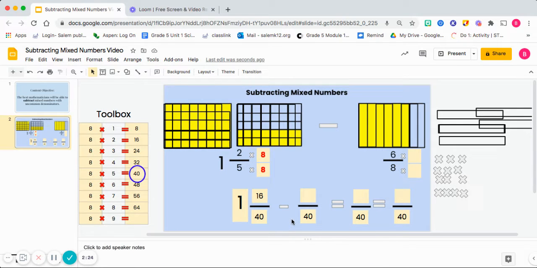We can check our work by using the models here. You can see that we have one whole box shaded, and then here we have 16 out of 40 total pieces shaded here in yellow.